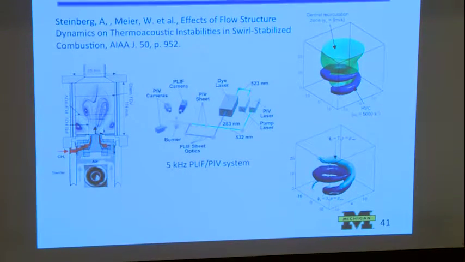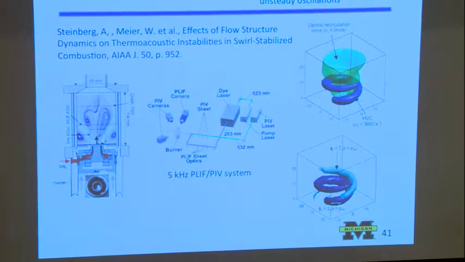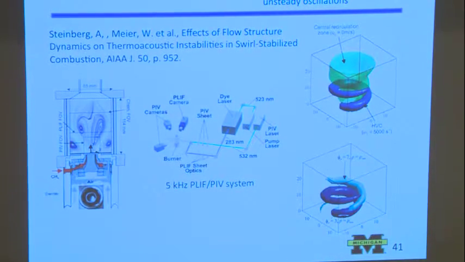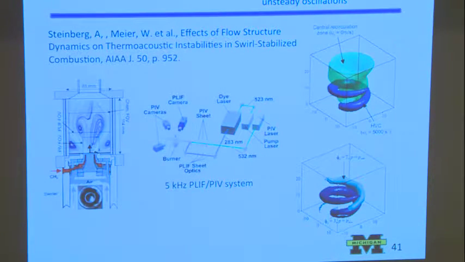Here's another example of a more complicated problem that people would like to model. This is Wolfgang Meier's work at DLR in Stuttgart. And so if you have a fuel coming in, methane, and you have air swirling around it, you get this complicated recirculation zone and flow pattern.